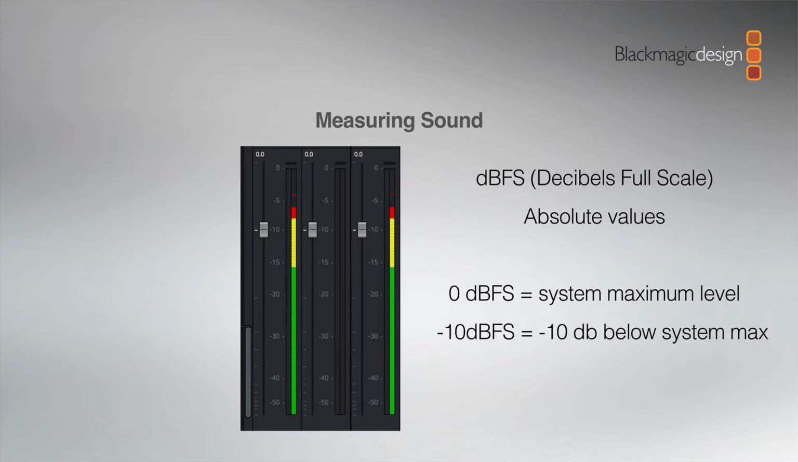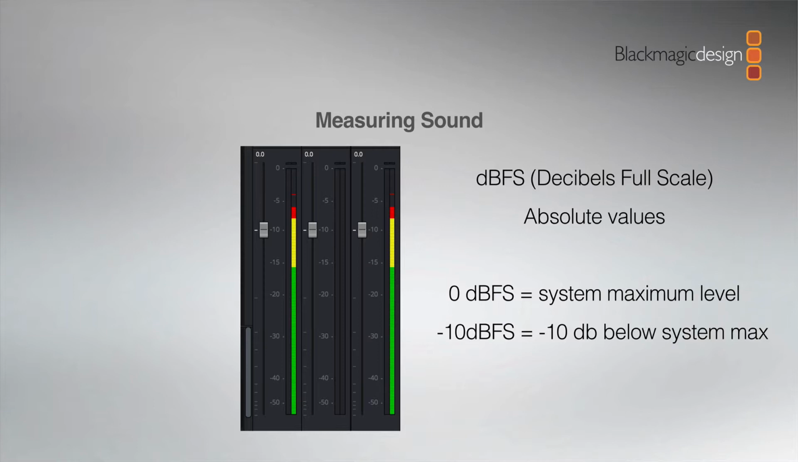So when you talk about decibels full scale, those are absolute values. 0 dB full scale, FS, is the system maximum level. You can't go any higher than that or you start to clip. That's why if you look at the meter, 0 is at the top and there isn't anything above that. So every mix that you do will always have a meter reading that's under 0. It's some negative value. And minus 10 dB full scale means you are at minus 10 dB. You are 10 dB below the system maximum level.